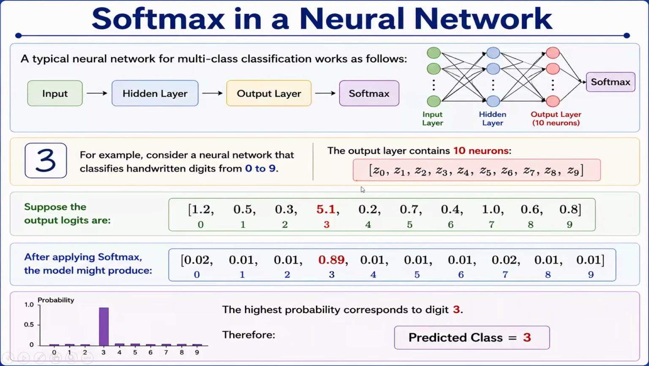Next is softmax in a neural network. First there is the input layer, hidden layer, and output layer, and at the output layer the softmax function is applied. Here there are 10 neurons, Z0 to Z9, having these logits. The next step is to apply the softmax function and calculate the values. If you add these probabilities, you will get 1. Here 3 has the highest value, 0.89, so the predicted class will be 3. This is how the softmax function works.